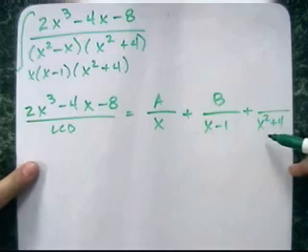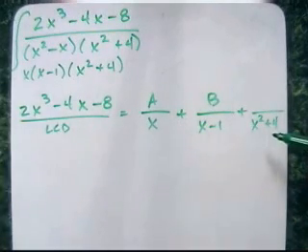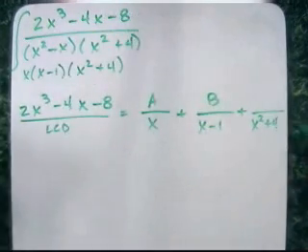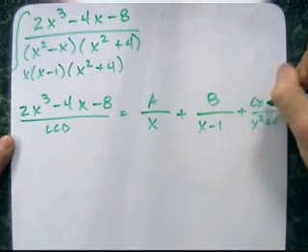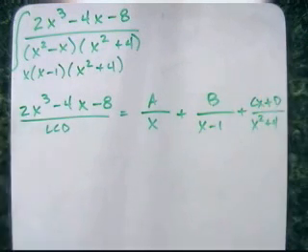Now this one, since it's quadratic, it changes just a little bit. And there's the difference between this quadratic and the last one. The numerator is actually going to be cx plus d. It's going to be a linear factor up on the top.